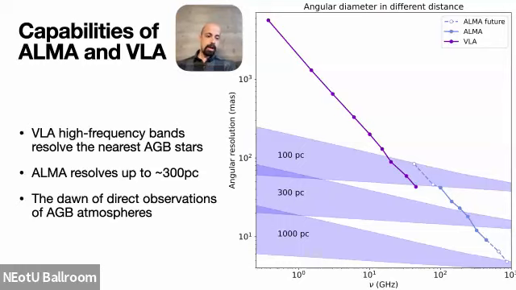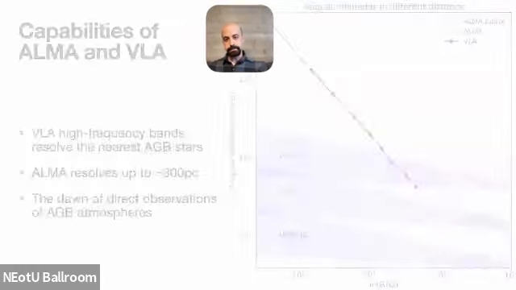On the other hand, ALMA is looking at higher frequencies and as a result can observe AGB stars up to a couple of hundred parsecs. These instruments enable us to make the first observations of AGB stars in the current decades.